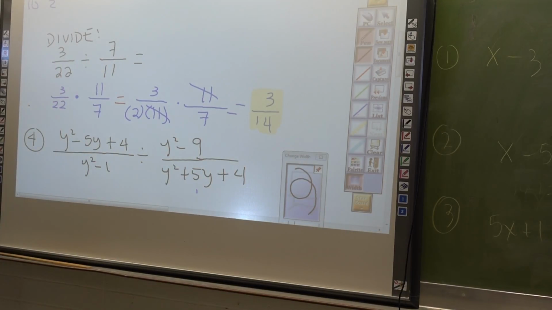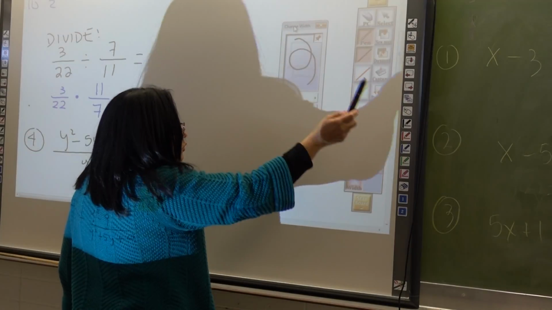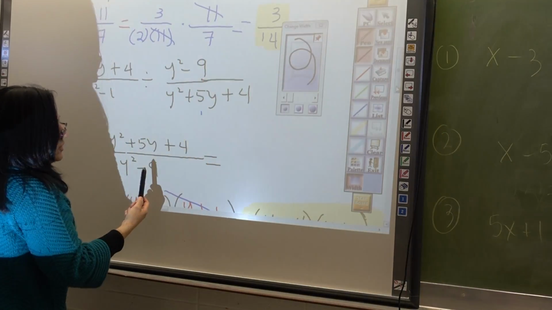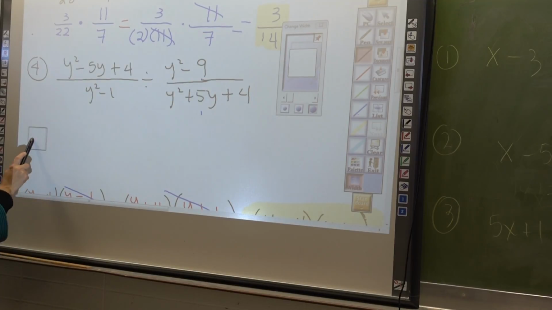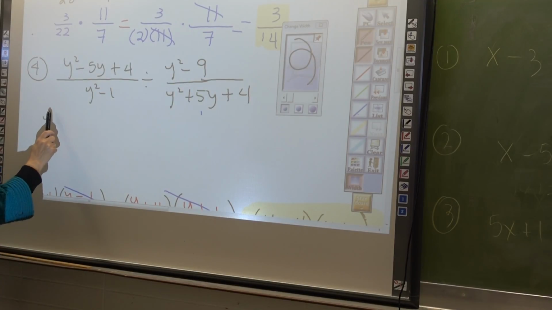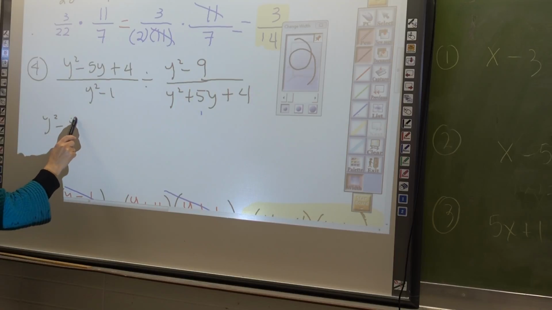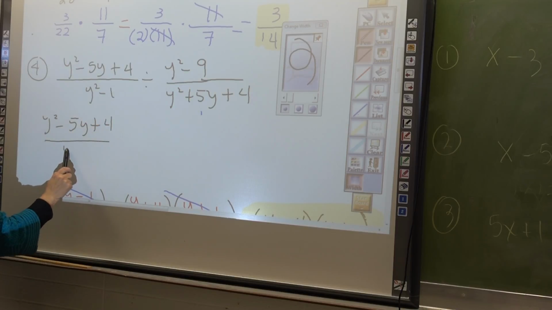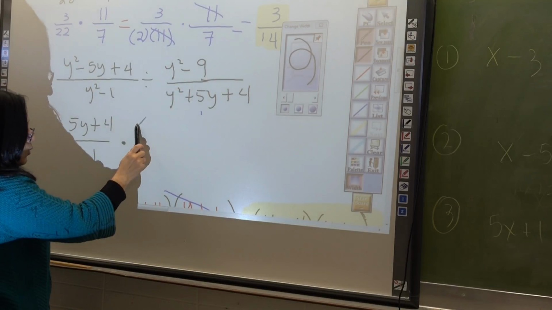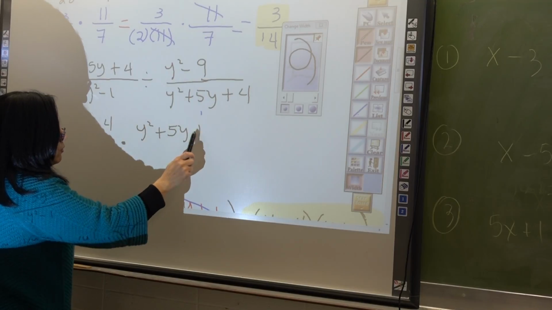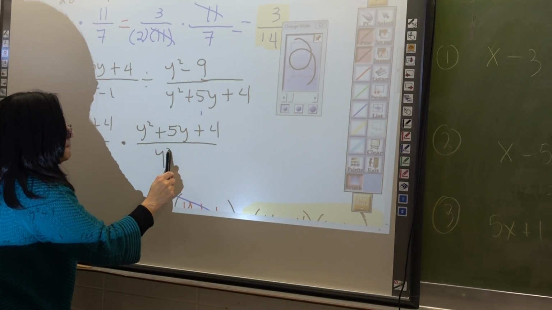Okay. Do not start factoring anything until you set it up as a multiplication. Okay? Leave everything the same until you switch that second fraction and all that stuff. So, erase this. So I'm going to do it with you guys. The first one is going to stay the same. It's y squared minus 5y plus 4 over y squared minus 1 times, put this one on top, y squared plus 5y plus 4 over y squared minus 9.